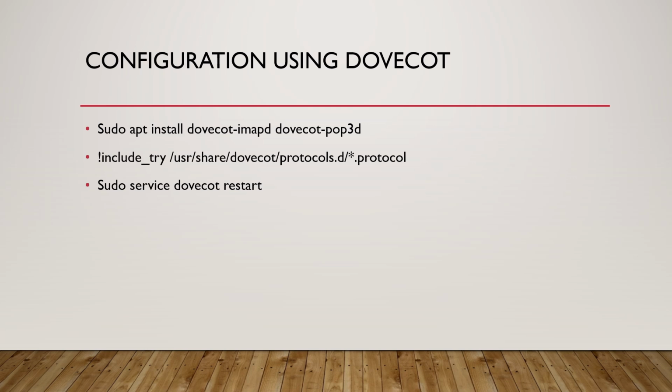So, the configuration of Dovecot. The first command is used to install the program for IMAP and POP3. And then the second command is used to edit the file so that it can work with those protocols. And then the third command is to restart the server so that Dovecot can be fully installed and can work properly.